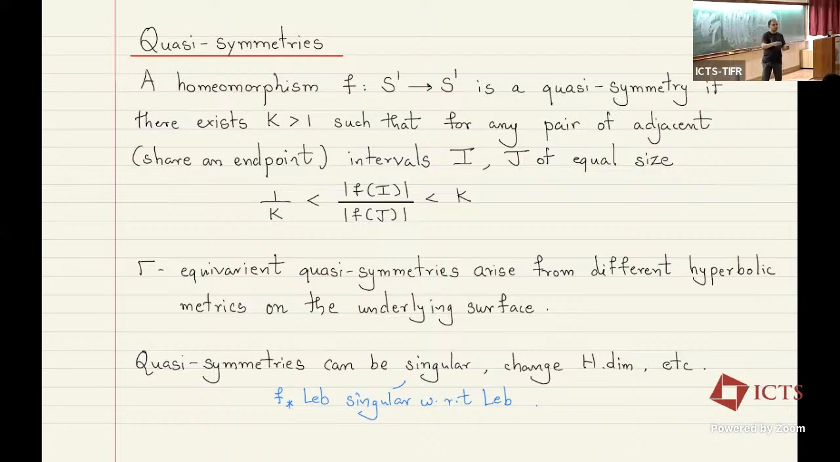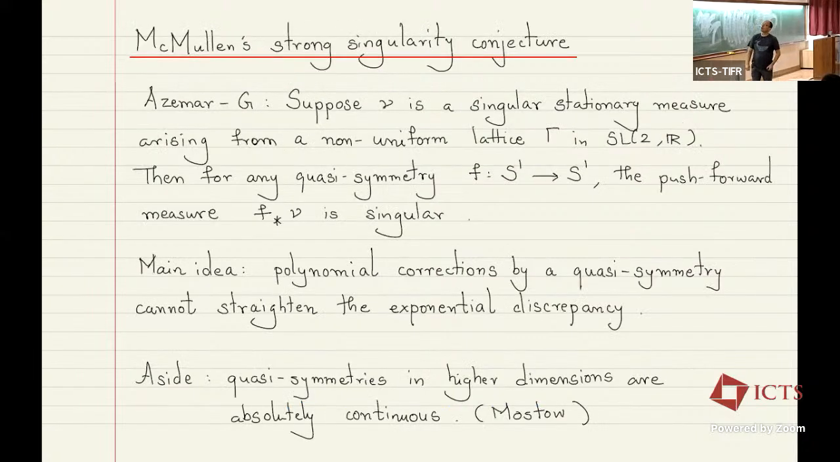Anyway, so related to the question of stationary measures, you can ask, well, can I straighten out my stationary measure by a quasi-symmetry? And so McMahon conjectured that this is not the case. You cannot do this. And we answered McMahon's, well, yeah, this is correct. So the McMahon is usually correct.